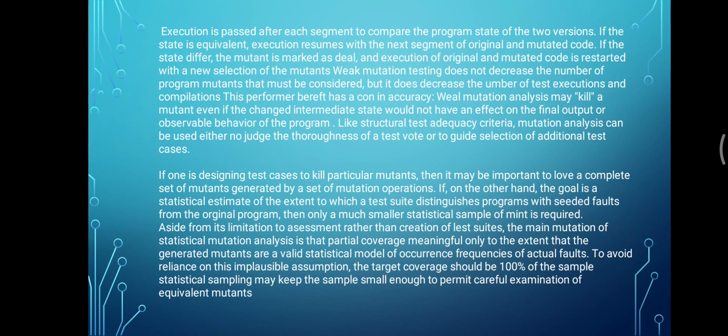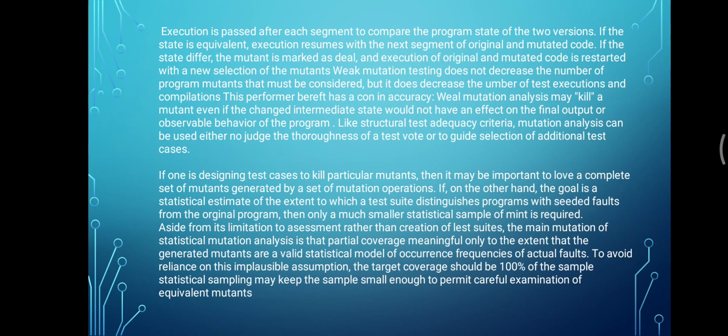Aside from its limitation to assessment rather than the creation of test suites, the main limitation of statistical mutation analysis is the partial coverage, meaningful only to the extent that the generated mutants are a valid statistical model of the occurrence frequencies of actual faults. To avoid reliance on this impossible assumption, the target coverage should be 100% of the sample. The statistical sampling may keep the sample small enough to permit careful examination of equivalent mutants.